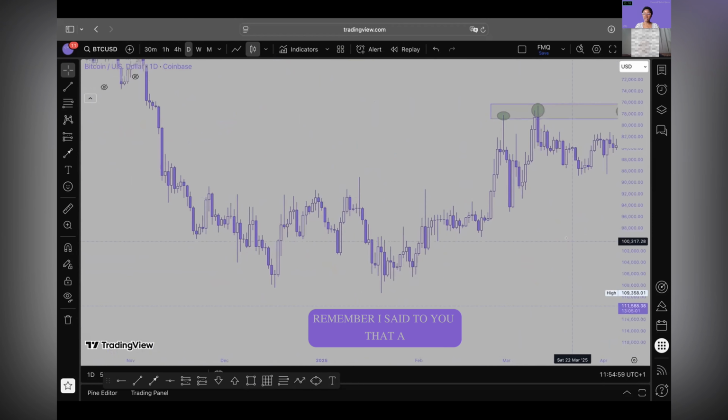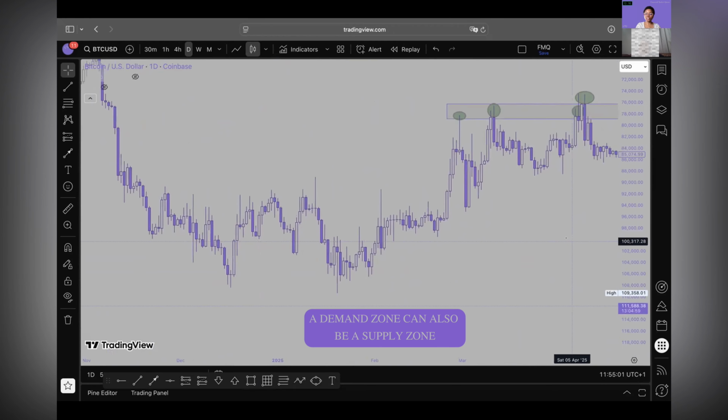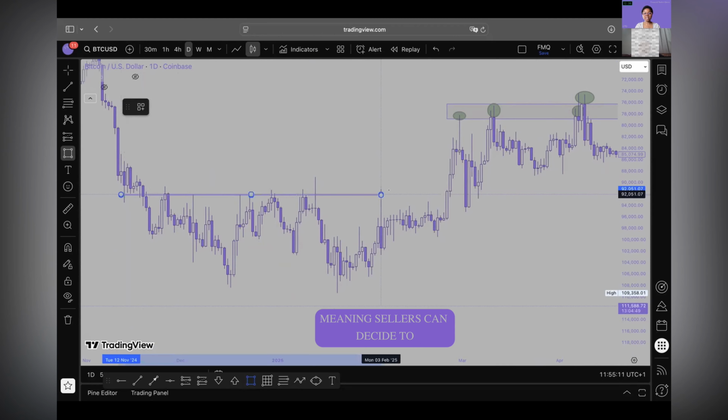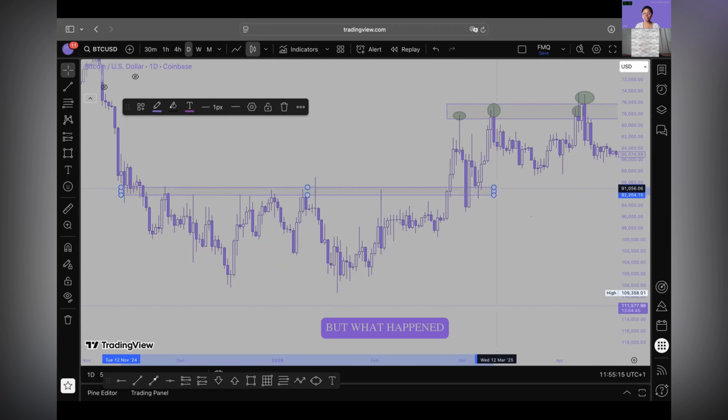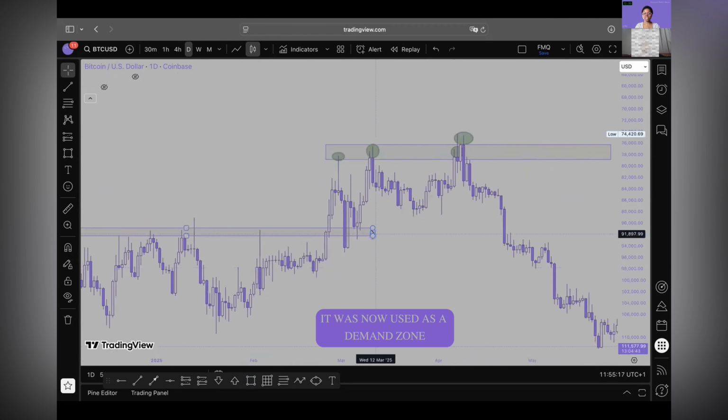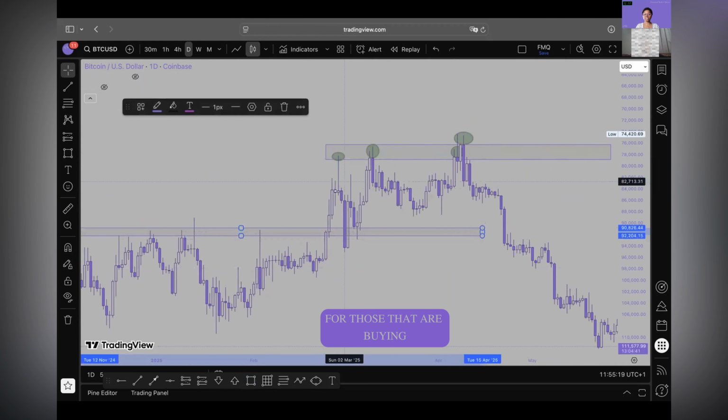Remember, I said to you that a demand zone can also be a supply zone. This is a supply zone, meaning sellers can decide to enter the market from here. But what happened? It was now used as a demand zone for those that are buying.